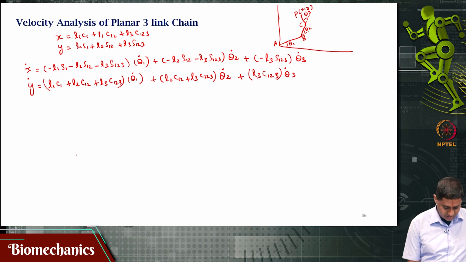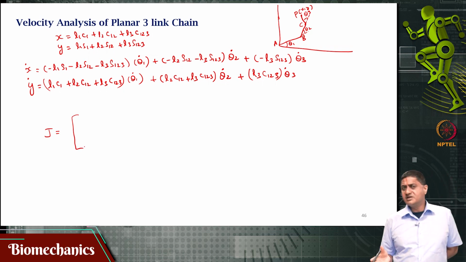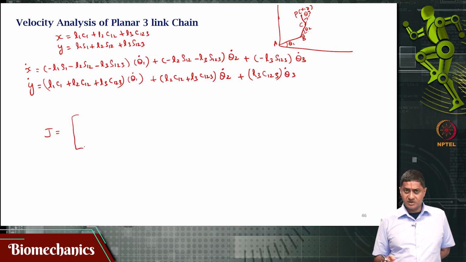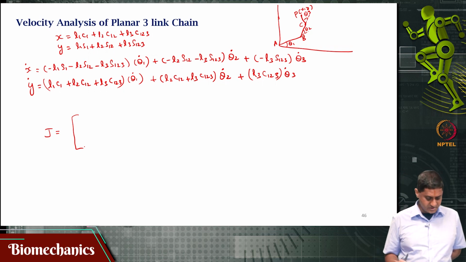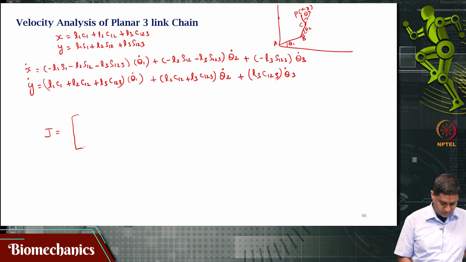So, let us write out the Jacobian in this case. What is the Jacobian in this case? Will it be a square matrix? The answer is no, because there will be 3 columns and 2 rows, right. There will be 3 columns and 2 rows.